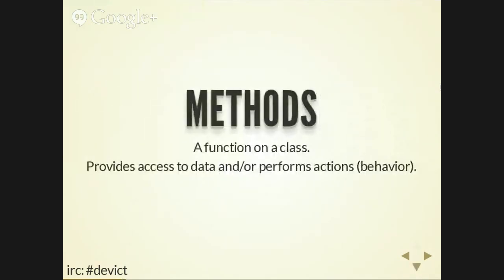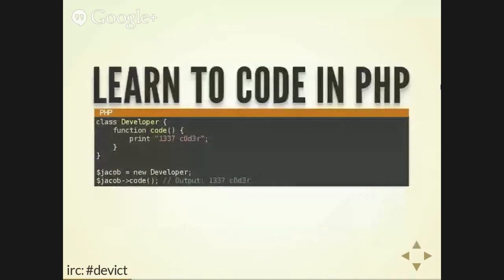Okay. The next vocabulary word is methods. This is just what we call functions. In OOP, a method is a function on a class. Now, the purpose of class methods is that they provide access to the data that's on that class, or they perform some kind of action or behavior, or maybe both. So let's teach these developers how to code right now. They don't do anything yet.